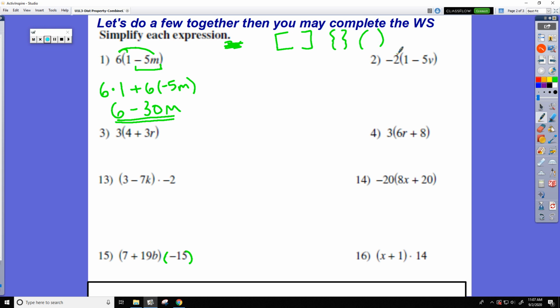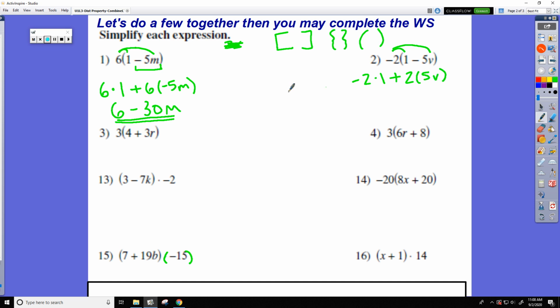Okay, let's do one with a negative. So I'm going to multiply this and this. So first one is negative 2 times 1. And the next one, I have a negative and a negative. A negative is going to be a positive. So you could do that, multiply the signs, and then you have 2 times 5v.